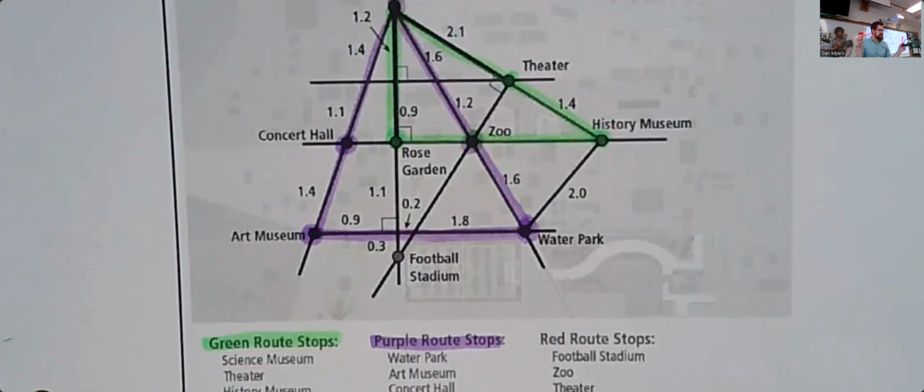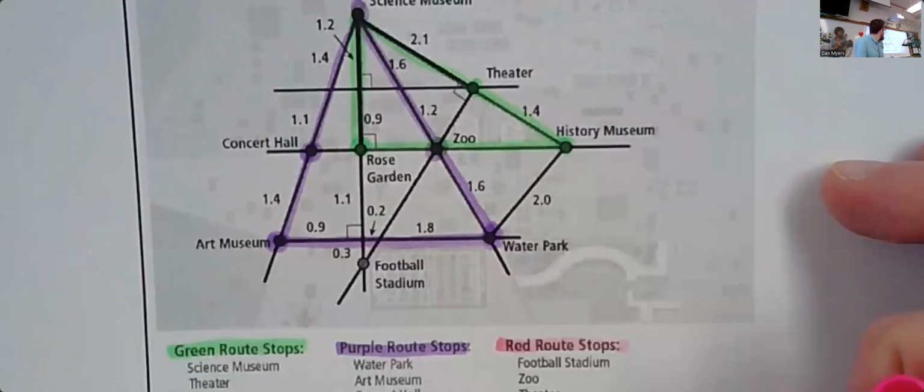Should I use orange or pink for red? Orange. I heard pink first. Green, we already used green. All right. Red, imagine that's red.